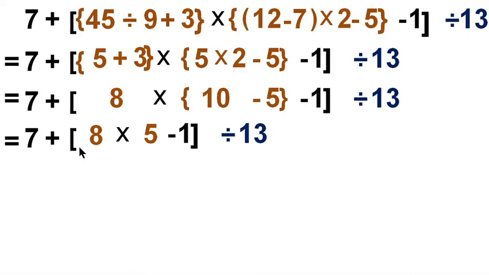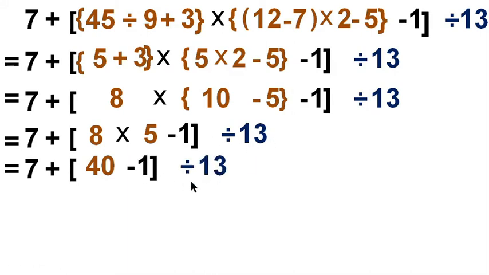In this line, in the third bracket there are two operations, multiplication and subtraction, but we will multiply here at first. If we multiply, we get 40. 5 eights are 40, and minus 1 divided by 13 will be written here same. Now we will subtract here. If we subtract 1 from 40, we get 39, and divide by 13 will be written here same.